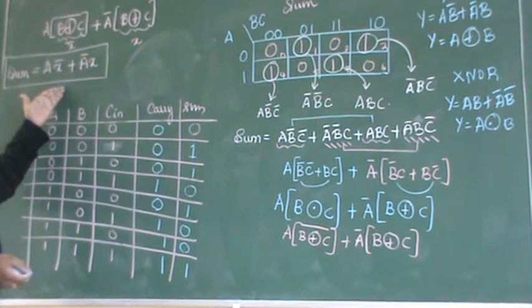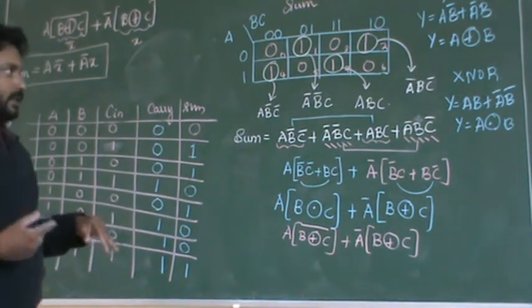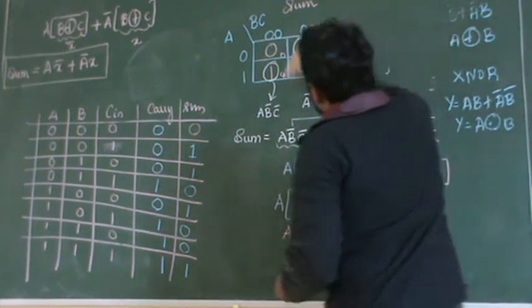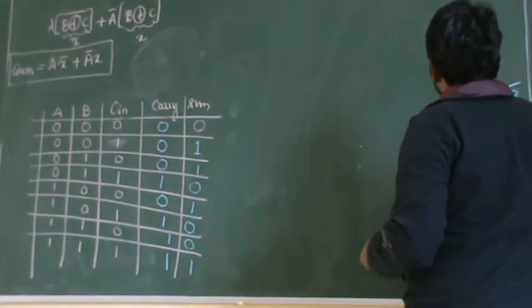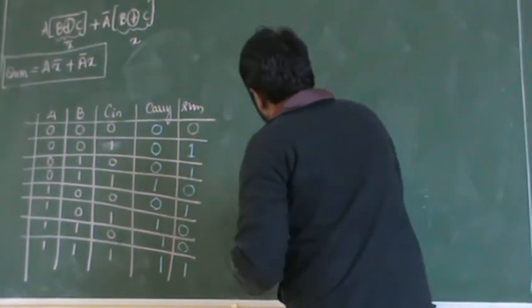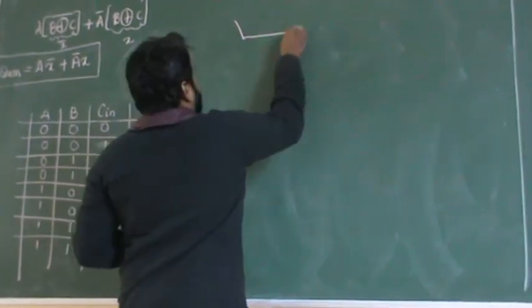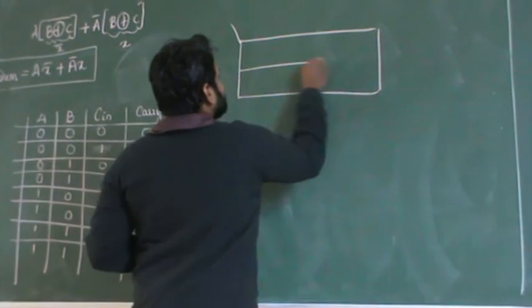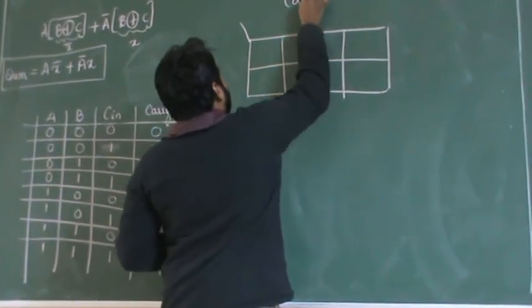So till here I have arrived. By taking this expression, I will write my circuit diagram. Later on we will see. So now I will write the K-map for carry. So this is for carry.